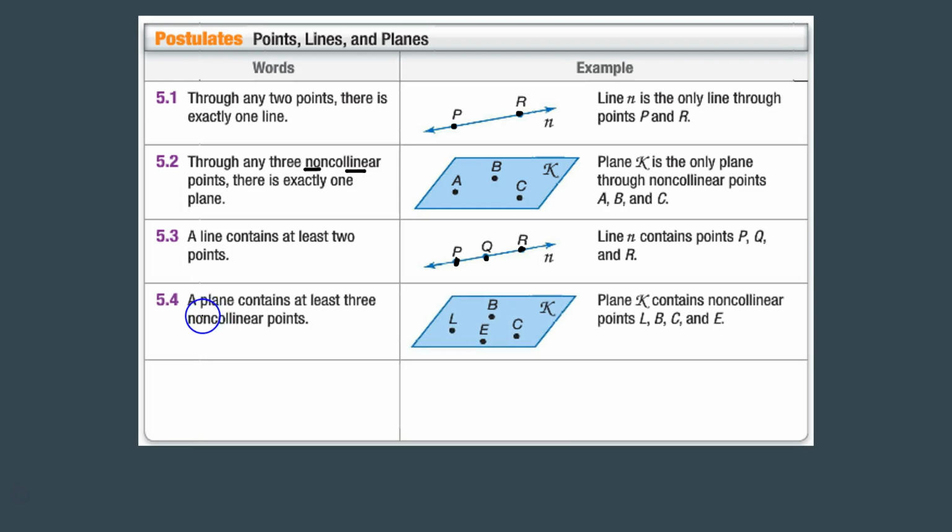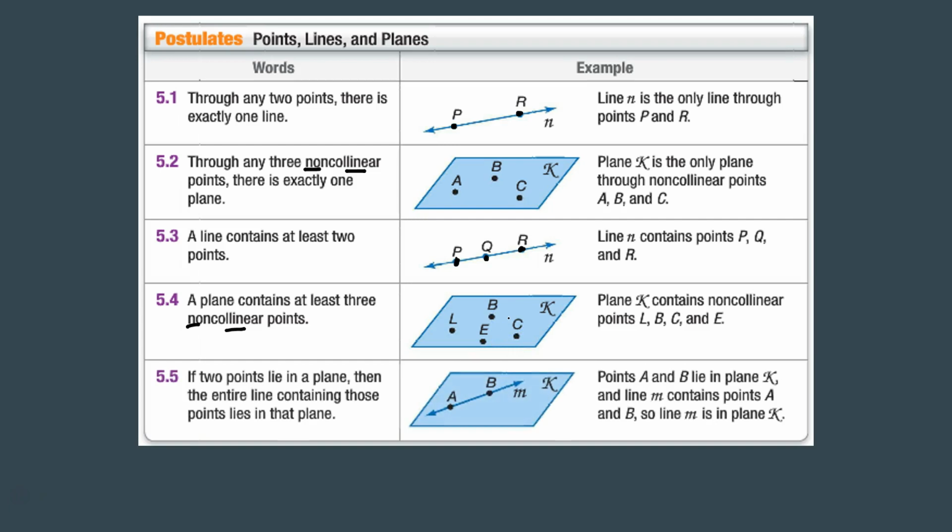Then we have 5.4. A plane contains at least 3 non-collinear points. Once again, non, and it has a line. So it's saying that this plane contains non-collinear points L, B, E, and C.